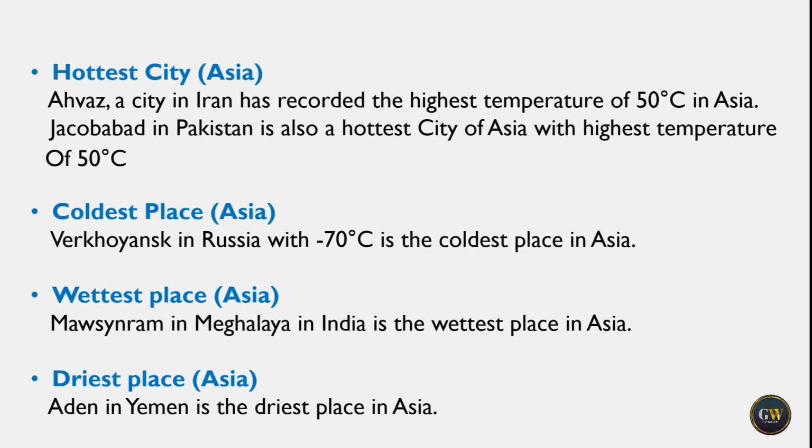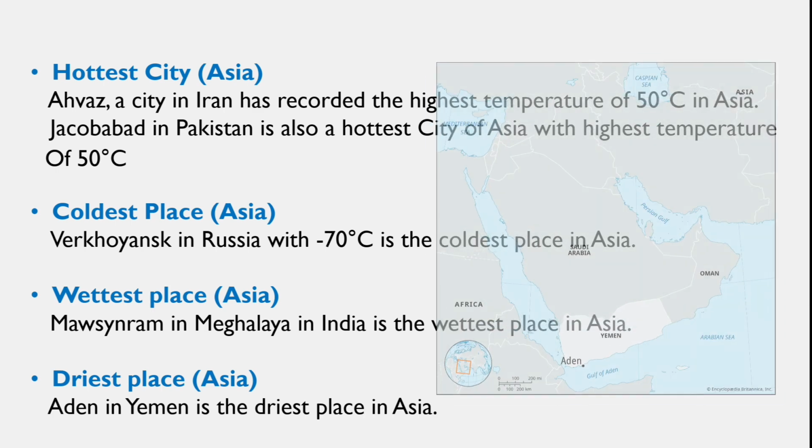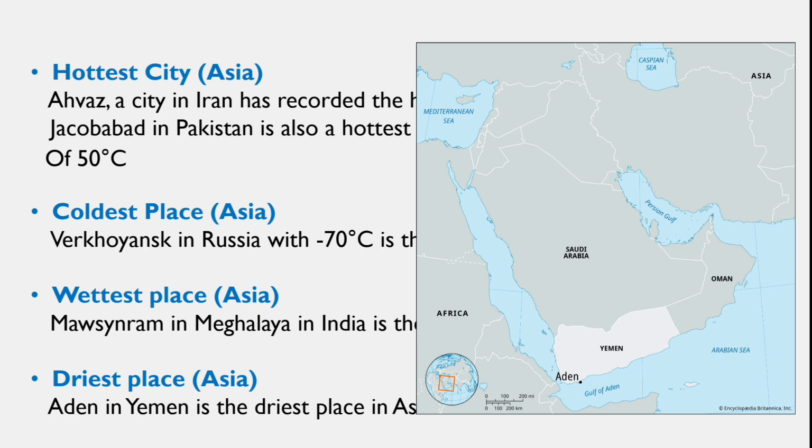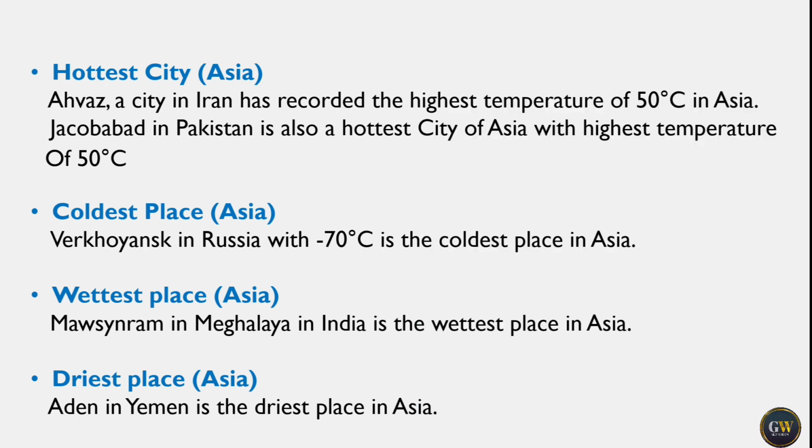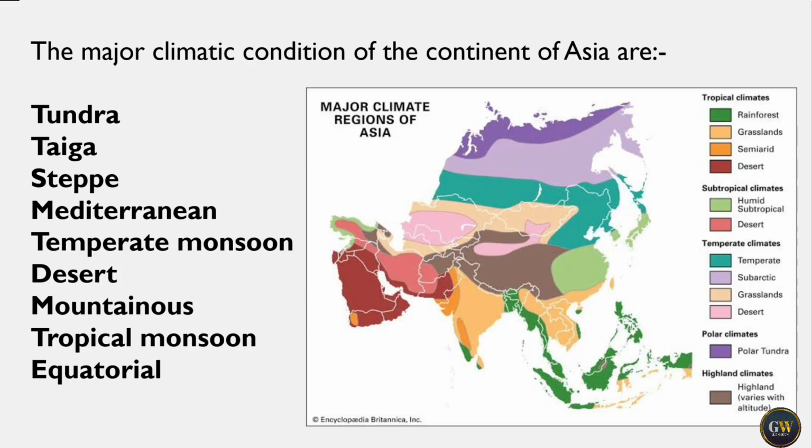Asia also has the driest place, which is Aden in Yemen, which does not receive much rainfall. This is the very driest place of Asia. The continent of Asia can be divided into these subcategories of its climatic conditions: the tundra climate, taiga climate, steppe, Mediterranean climate, temperate monsoon climate, desert climate, mountainous climate, tropical monsoon climate, and the equatorial climate. Let's learn one by one all of them.